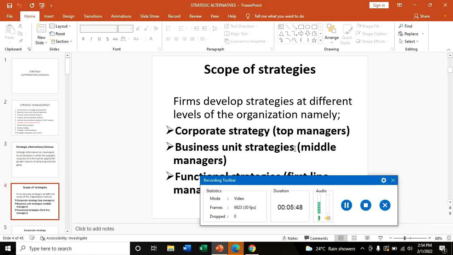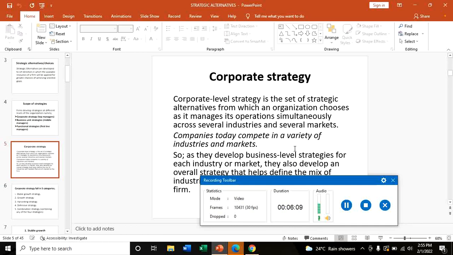When we look at the firm's development, firms develop strategies at different levels or layers of an organization: top management, middle management, and functional management. Remember, in strategic management, our major interest is at top management because that is where strategy is formulated. So our interest is to look at the corporate strategy.